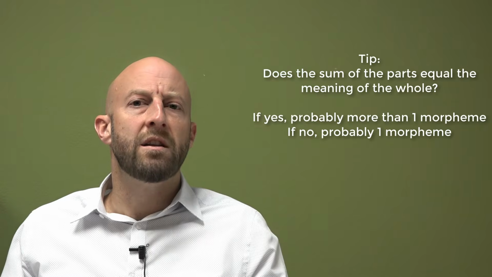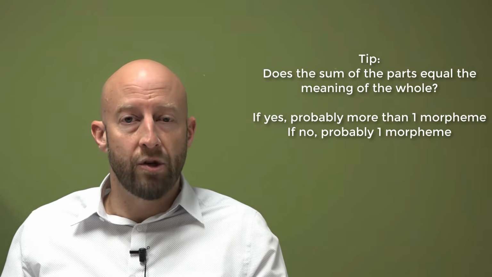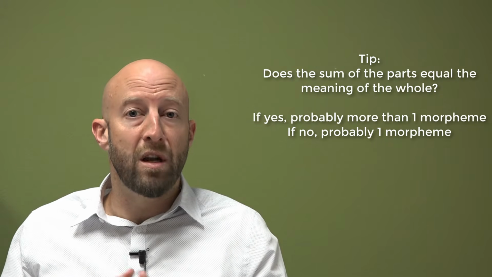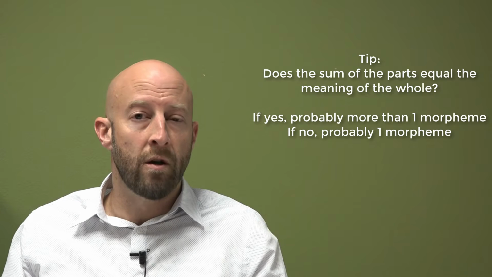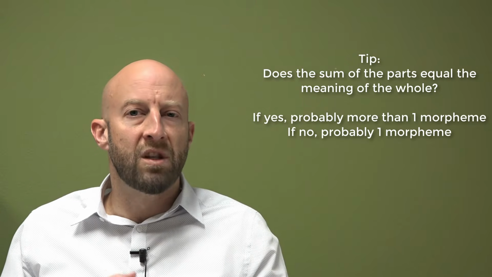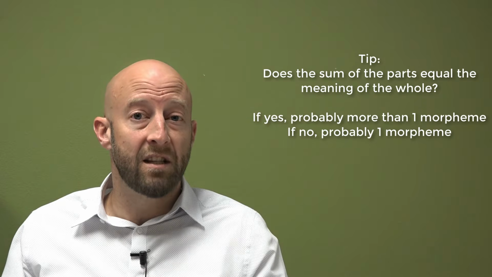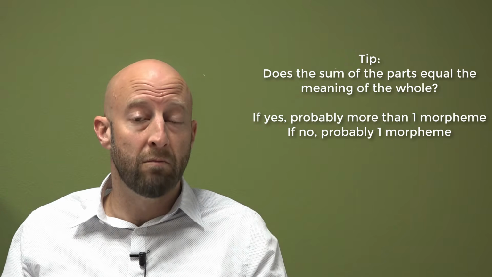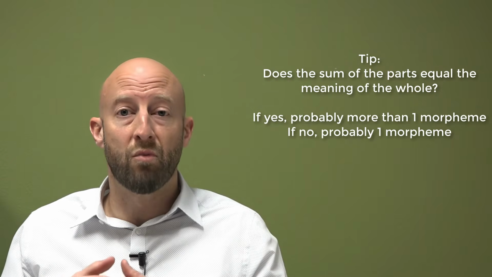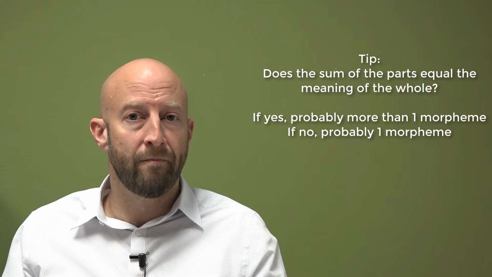Here's a tip. Anytime you're looking at a word in a language and you're trying to determine how many morphemes are present in that word, ask yourself, does the sum of the parts equal the meaning of the whole? If the answer is yes, then there's likely more than one morpheme. If the answer is no, there's probably just one morpheme.